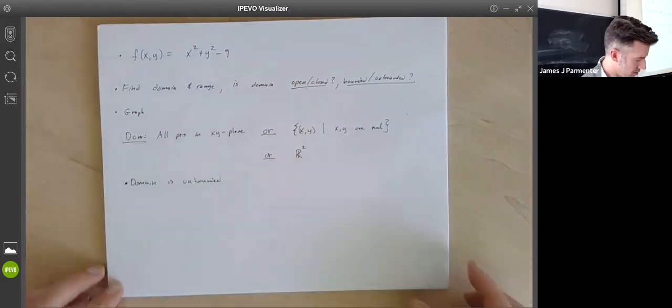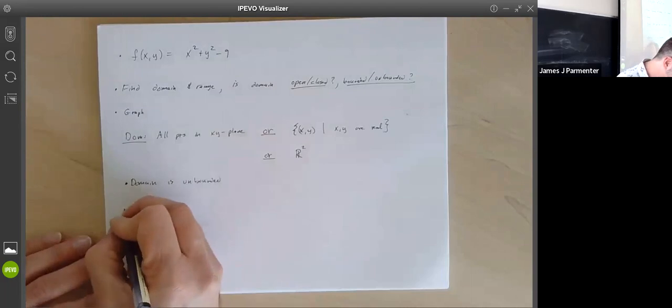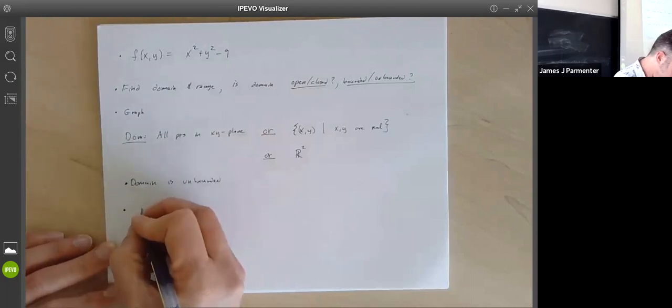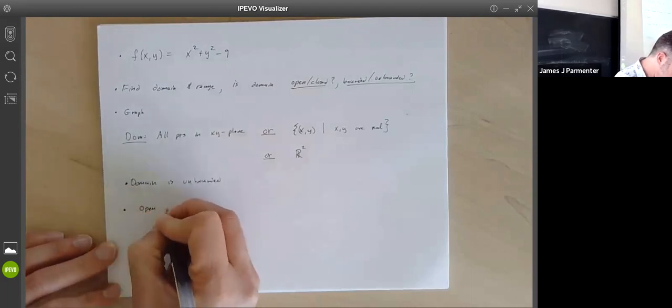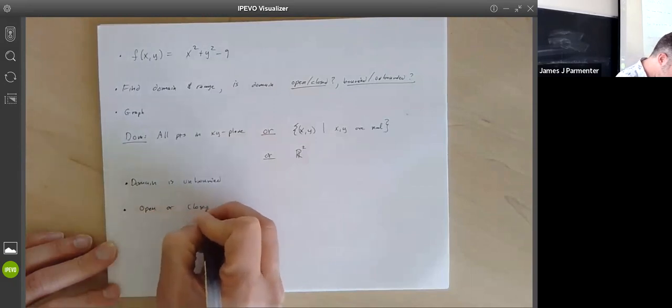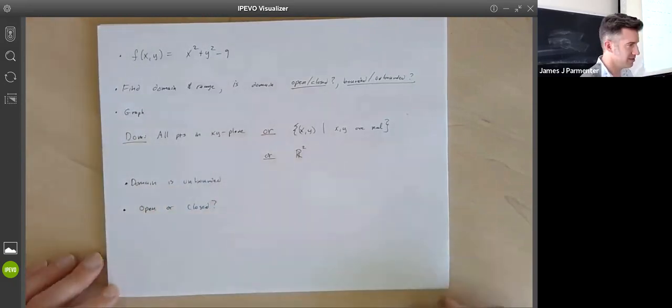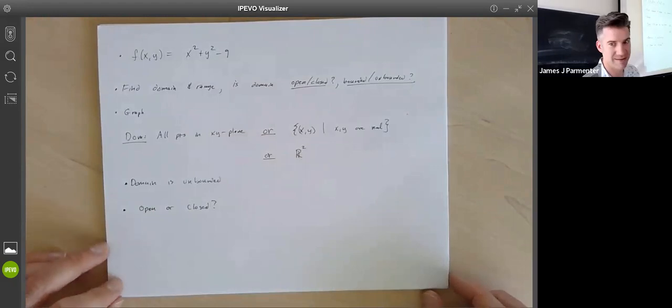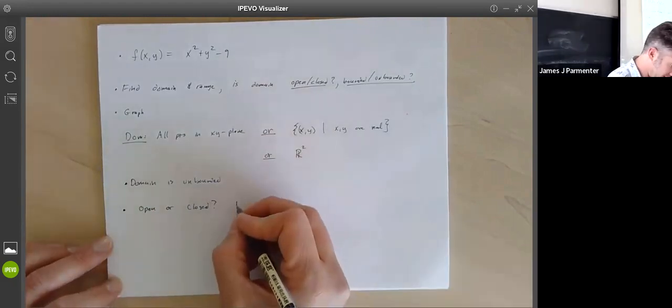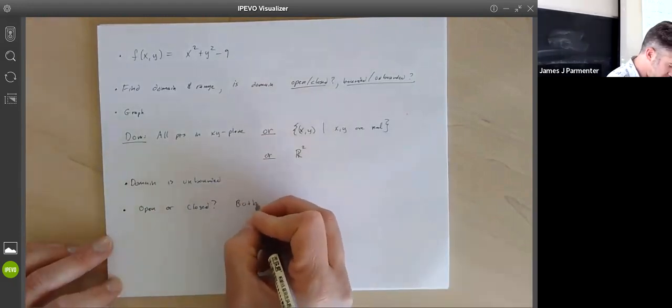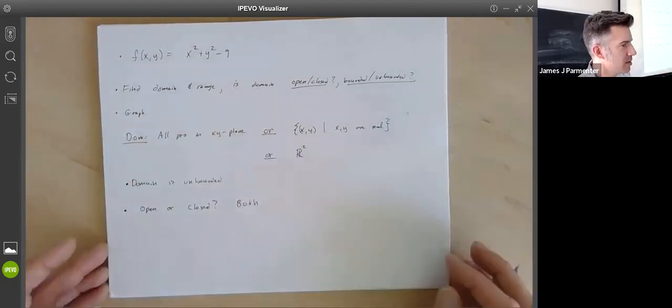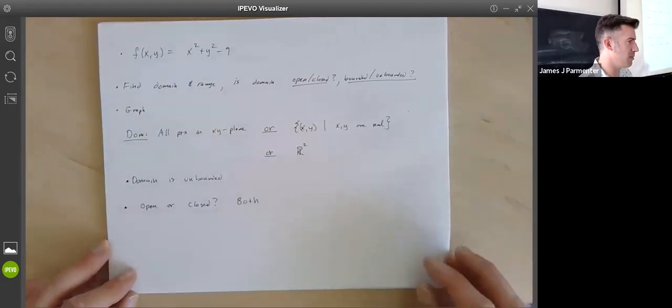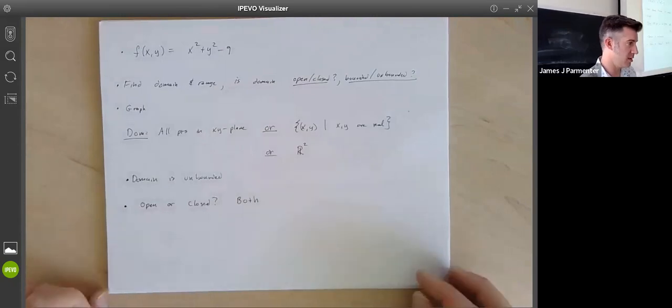Okay, and probably should start with a different example before we get to this, but is the domain open or closed? Well, when it's the entire plane, the answer is both. So we should talk maybe a minute more about what it means to be open or closed?